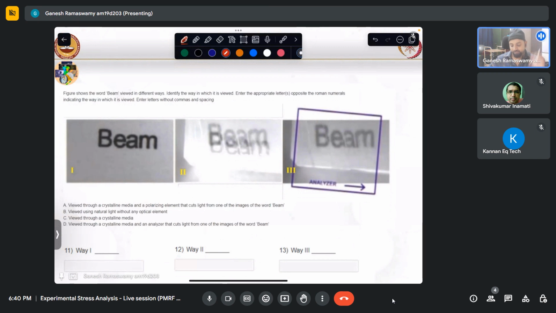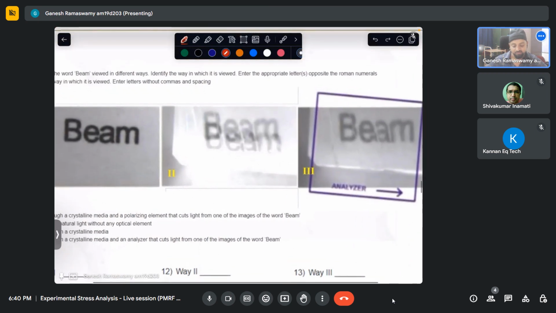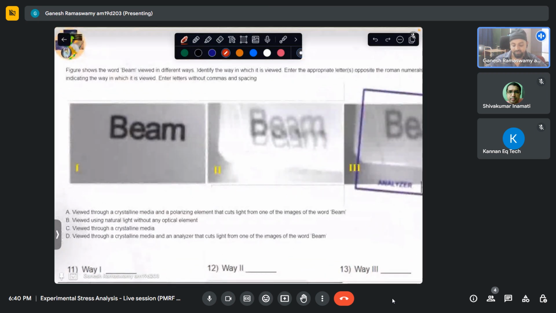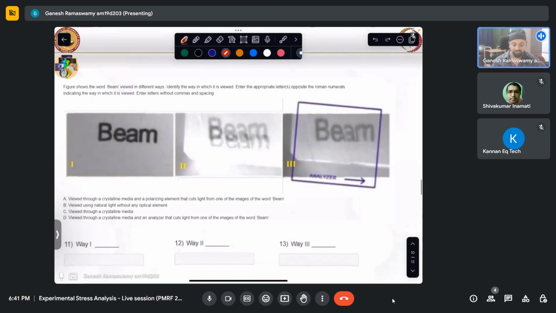Figure shows the word beam viewed in different ways. Identify the way in which it is viewed. Enter the appropriate letters opposite to Roman numerals indicating the way in which it is viewed. Enter the letters without comma and spacing. So what we are able to see here is a plain paper where the word beam is written, and we are able to see that it is just one single word.